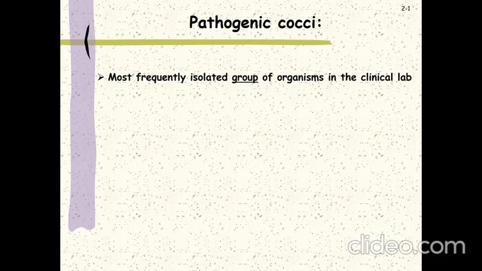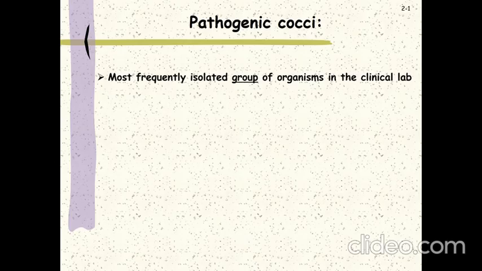Because if we're going to talk about an individual organism, hands down, E. coli is the most commonly isolated organism in the clinical lab. And we'll talk about that one a lot more in depth later on. But for now, pathogenic cocci are the most frequently isolated group of organisms in the clinical lab. So as a group, we're talking about staphylococci, we're talking about streptococci, we're talking about Neisseria and Moraxella. So both gram-negative and gram-positive.